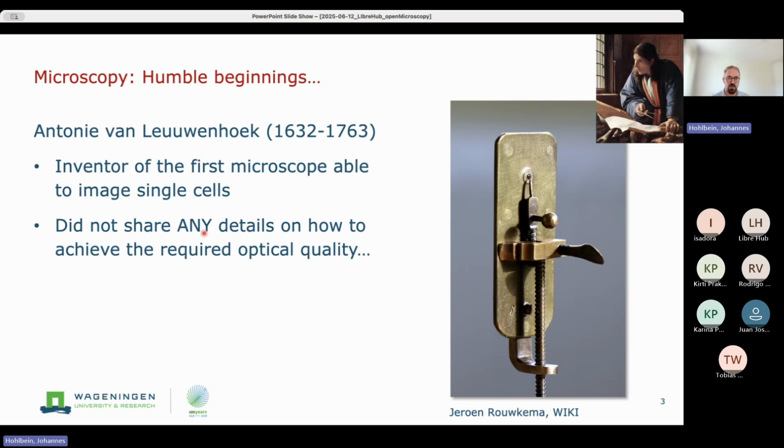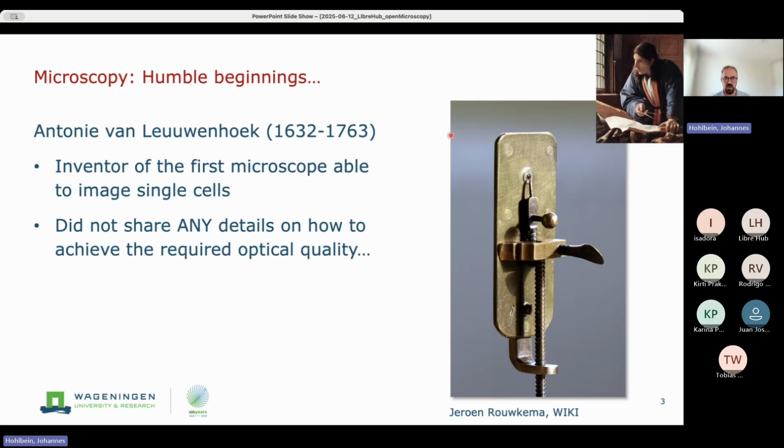Interestingly enough, he did not share any of the details on how he got the microscope to work. What was puzzling for most people for almost 100 years is how he could achieve the optical quality of the lens to be able to use this as a microscope.